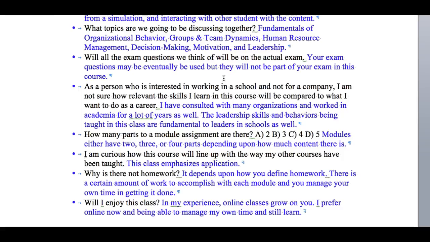How many parts to a module assignment are there? This is a good question. They vary, and it depends upon how much course content exists in the module. So your modules will either have 2, 3, or 4 parts, just depending upon how much content there is. So it kind of balances out over time.